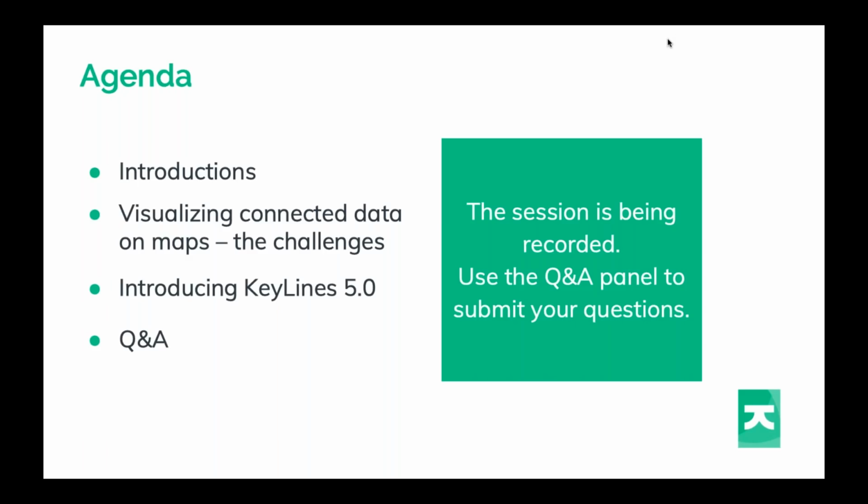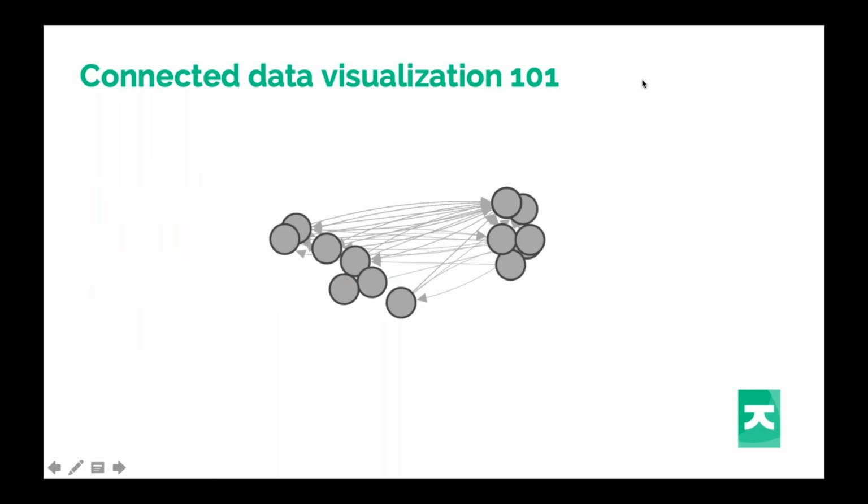That's about it for introductions, so we'll jump right in and talk a bit about connected data on maps. Before we do that, I should explain what I mean by connected data visualization. I know most people on this webinar are probably familiar with this, but just in case, by connected data, we're talking about data comprised of entities, which we call nodes, and connections between those entities, which are often called edges, and we call links in KeyLines. On the screen is what you could describe as a big bag of nodes and links. There's no kind of structure to it.